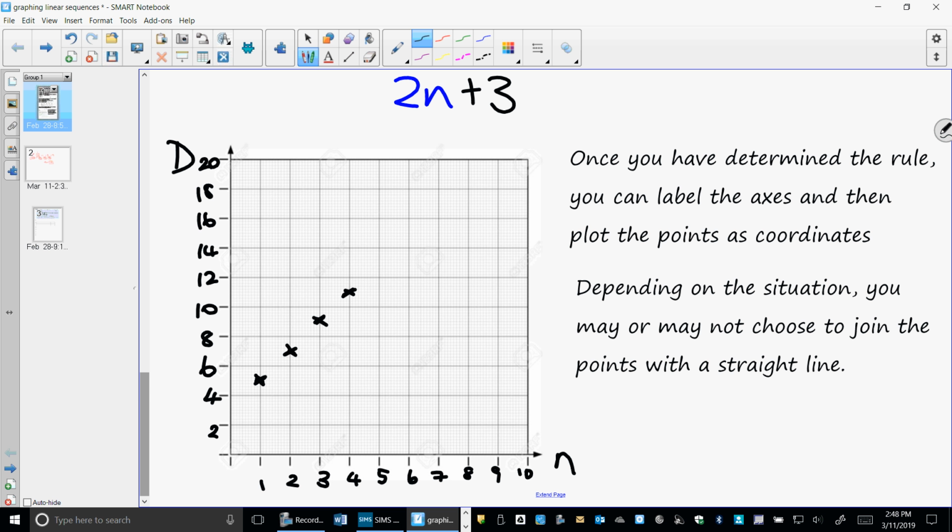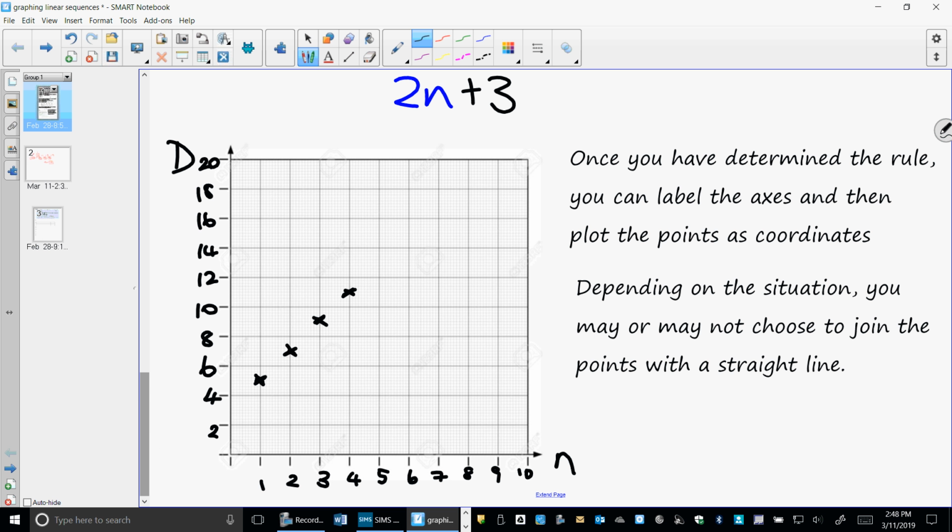You have to draw a line first. Now, that's a very good question because the next piece of writing says, depending on the situation, you may or may not choose to join the points for the straight line. So, thinking about this one, what would make us join a straight line normally?